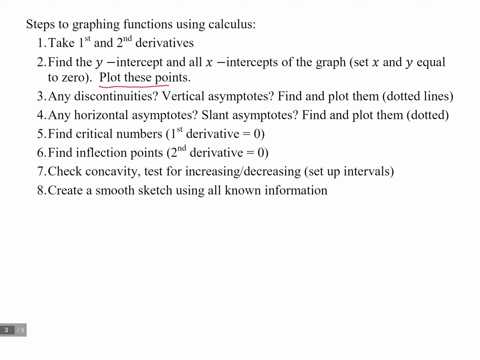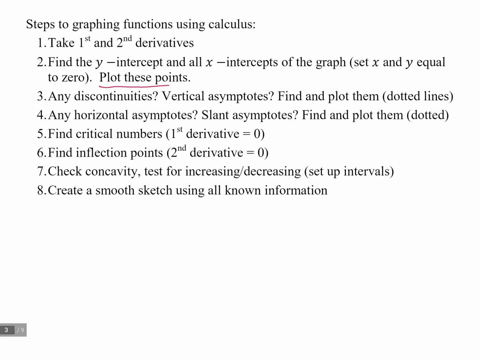Now step 3, like I said, I might do that right away before I take the first and second derivative. Do we have any discontinuities? Are there any holes? Are there any vertical asymptotes? Are there any slant asymptotes? Are there any horizontal asymptotes? So basically I'm doing 3 and 4 kind of at the same time.